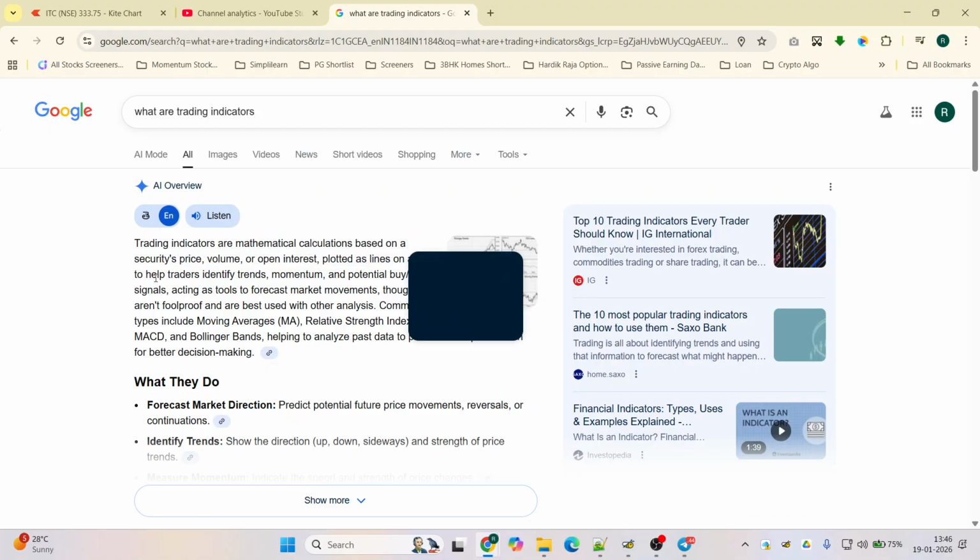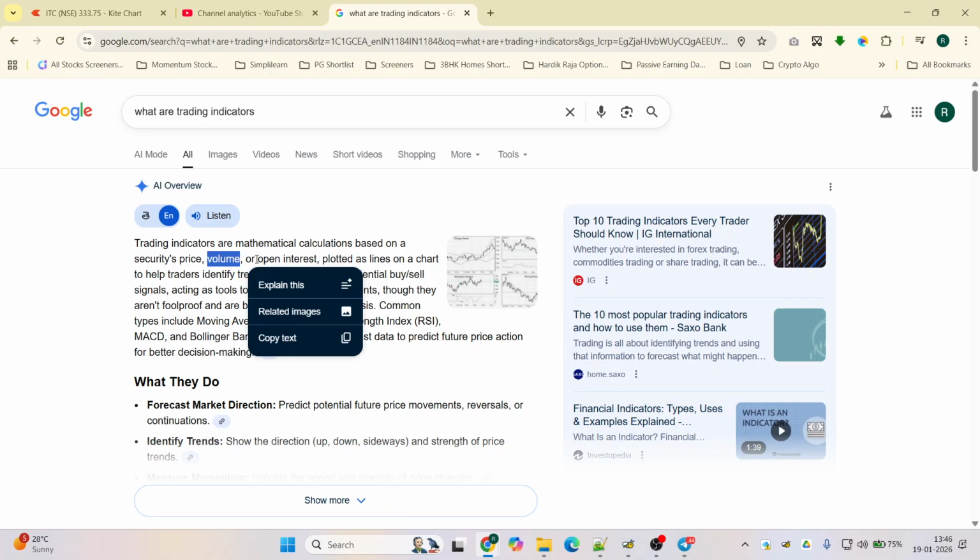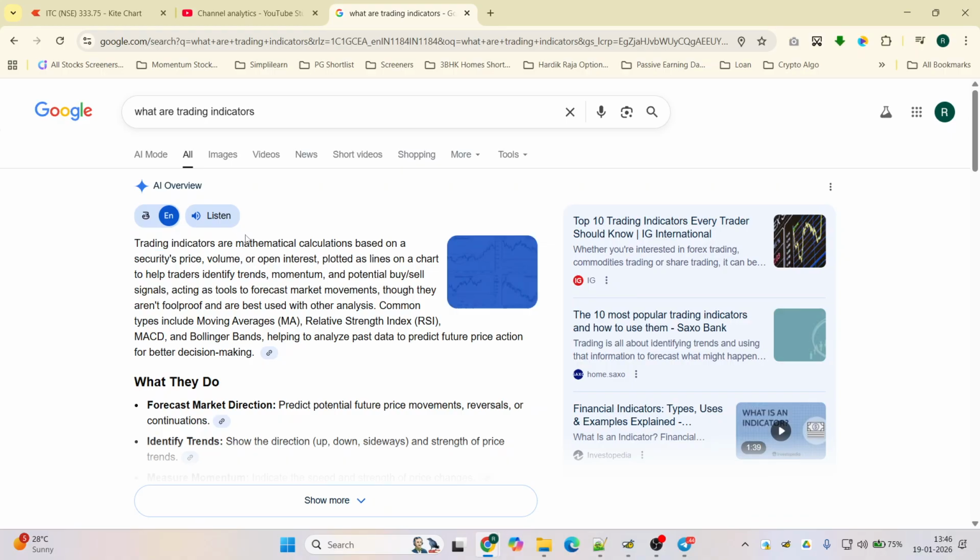They are basically some mathematical calculations. They can be based on the price or the volume or the open interest. Open interest we'll cover in a later topic, just ignore that for now. Based on these mathematical calculations, they will be plotted on the chart which we are seeing. I'll give you an example.